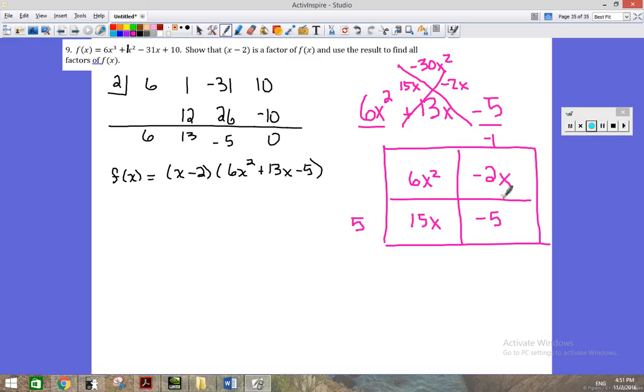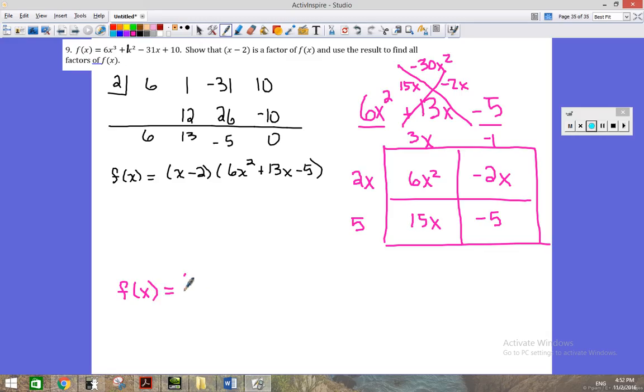I look here and see that these are both even and they both have an x, so I'm going to write a 2x, and a positive 2x times a negative 1 is negative 2x. I look vertically here, 6 and 15 share a common factor of 3, and these have a factor of x, and 2x times 3x is 6x squared. So hey, I've done it.